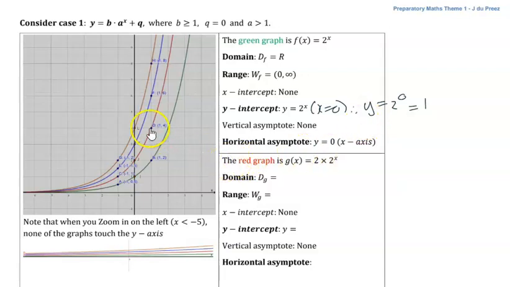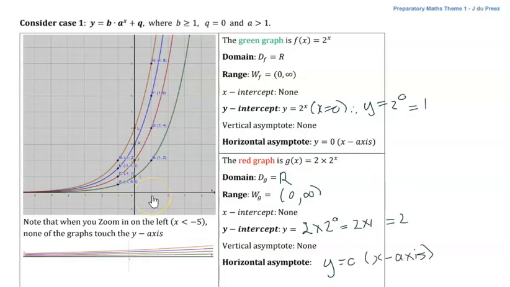The red graph here is represented by 2 times 2 to the x. So the domain here is still all the real numbers. The range is still from 0 to infinity, 0 not included. In this case, my y-intercept is 2 times 2 to the 0, which is 2 times 1, which is equal to 2. My horizontal asymptote is still the line y equal to 0, or the x-axis.